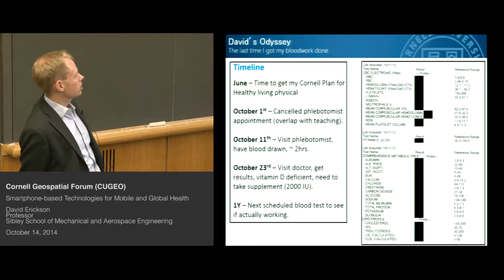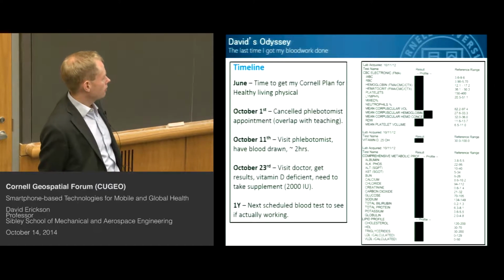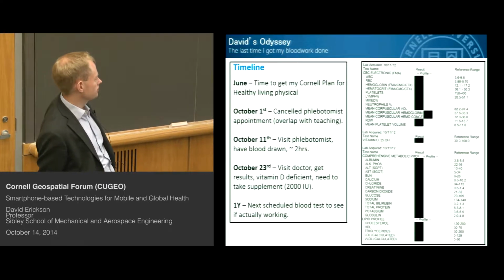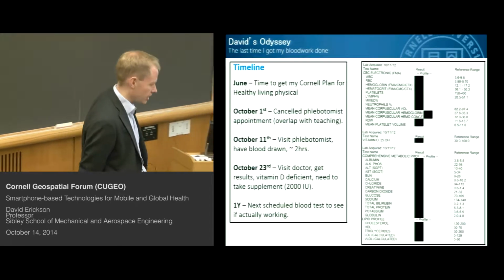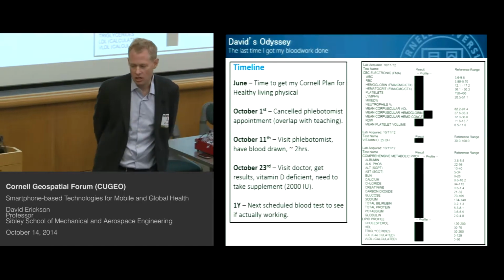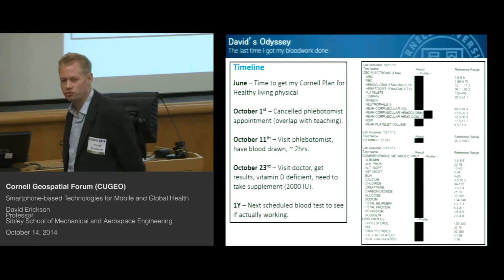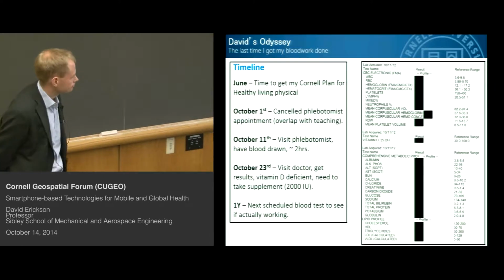And so I started to get my act together and planned that. Of course, in June you don't know your teaching schedule, so I made an appointment for October 1st. October 11th, I had to cancel that. October 11th, finally got it. Took me 2 hours. October 23rd, visited the doctor and was told I was vitamin D deficient, and told to take supplements and come back in a year, which was by that time about 2 months. So you can sort of see the obvious problem here, which is that my diagnosis was simple, but it took a long, complicated time for me to obtain that information, right?